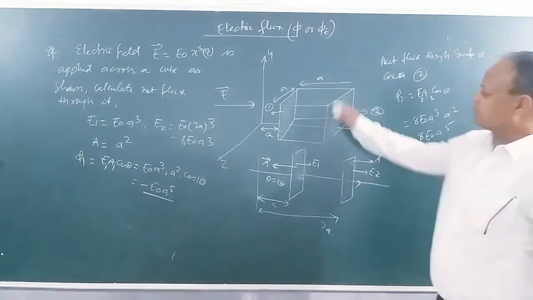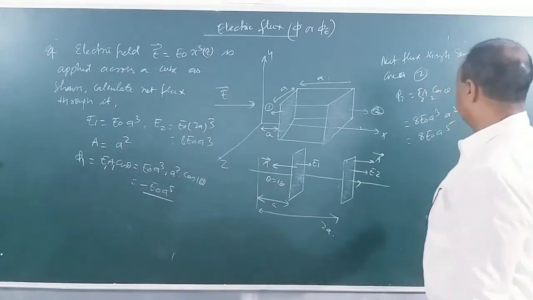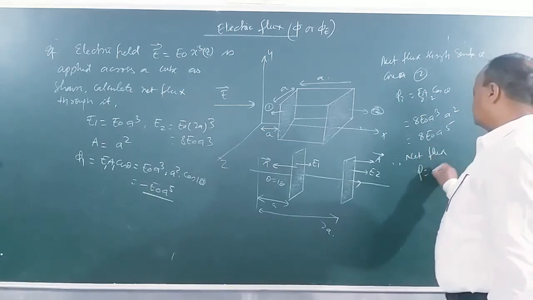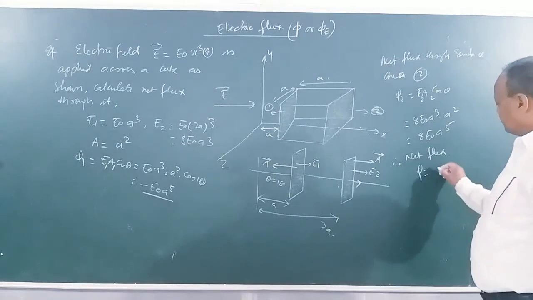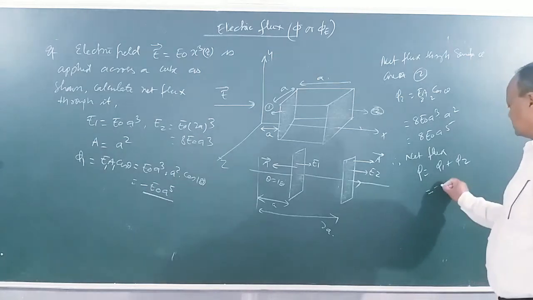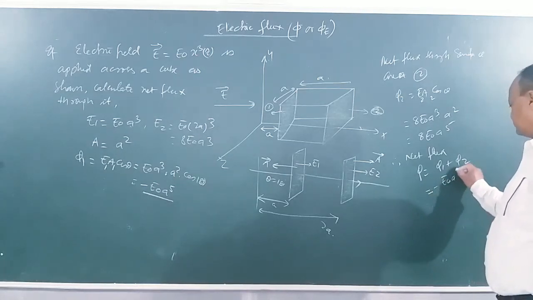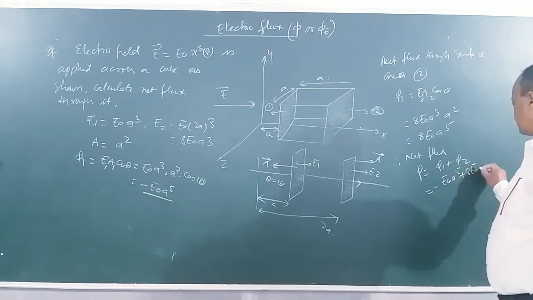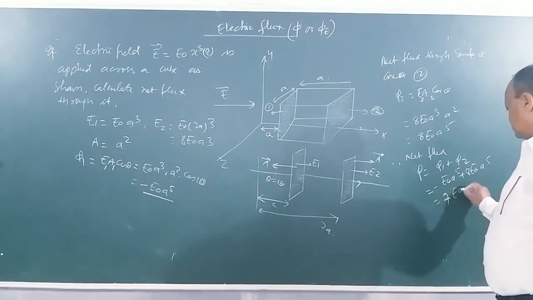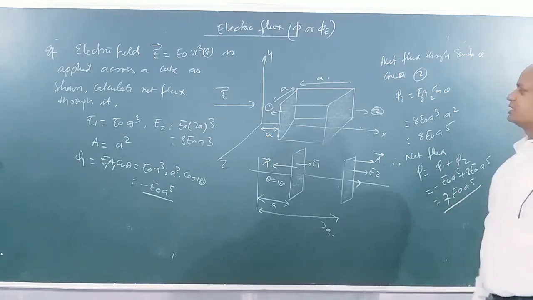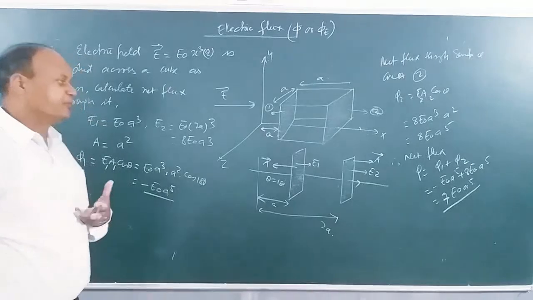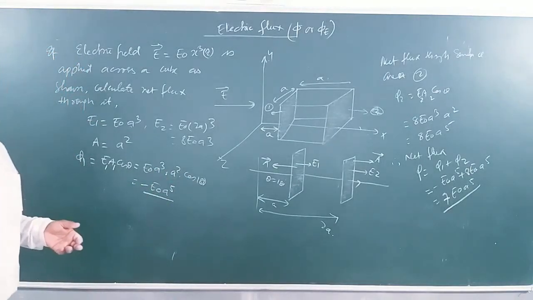And we know that the remaining flux will always be 0. So therefore, net flux phi is equal to phi 1 plus phi 2. So phi 1 is minus E naught a to the power 5 plus 8 E naught a to the power 5, which will be 7 E naught a to the power 5. So children, this is the net flux that will be going through the cube.